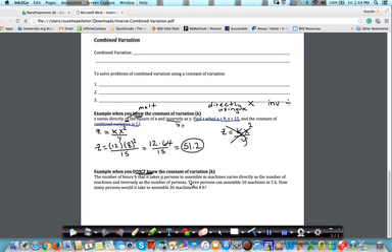So let's try this. It's not going to give me much room to work because I can't get rid of this. Well, maybe I can. Hang on one second. See if I can get rid of this.